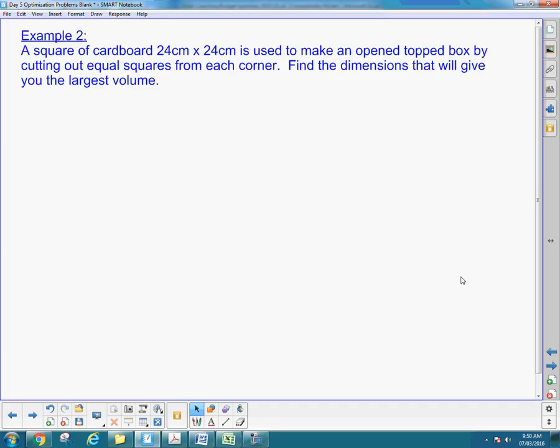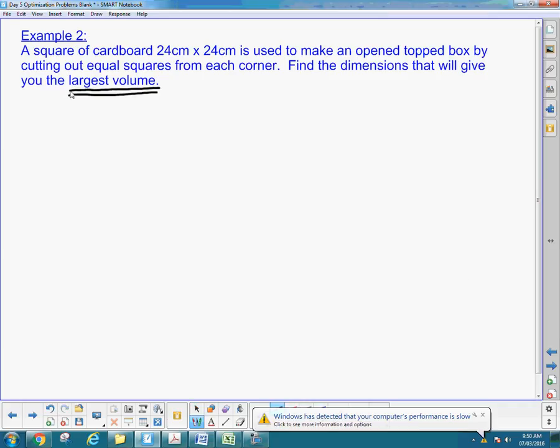Okay, so this one talks about a square of cardboard being used to make an open-topped box by cutting out equal squares from each corner. Find the dimensions that will give you the largest volume. So already I see we're talking about largest volume, so ultimately I know that I need to find an equation that describes volume. But first I've got to picture what's going on here.